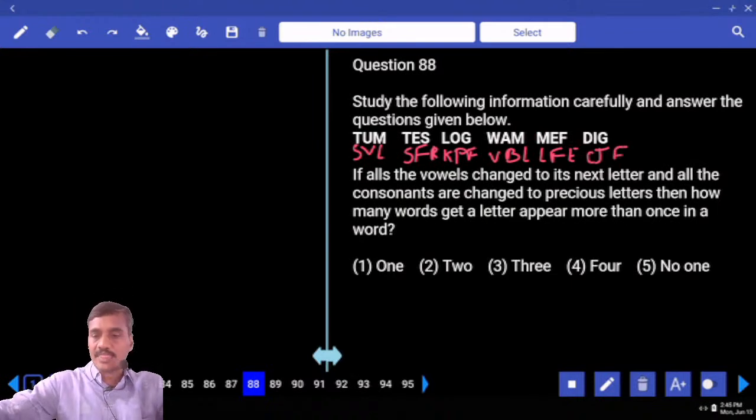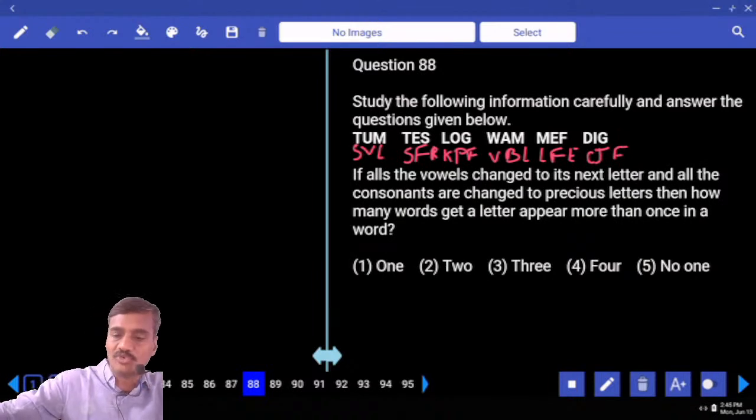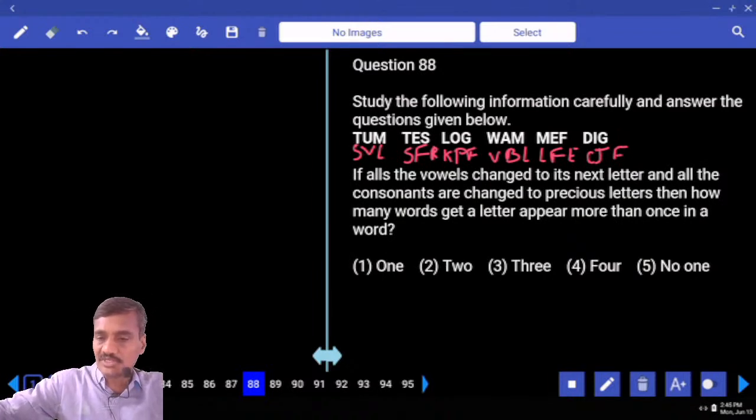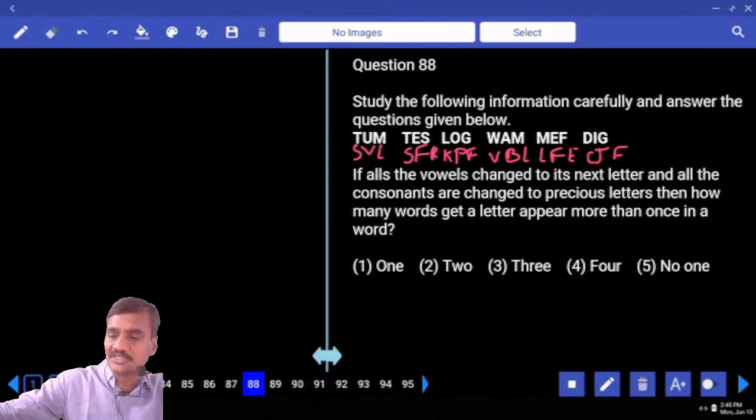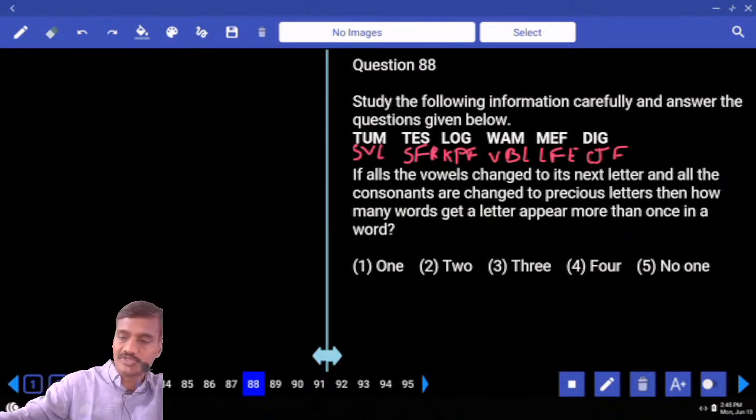Now the question, how many words have a letter that appears more than once? SVL, SFR, KPF, VBL, LFE, and there is no letter that is repeated more than once. And so what is your answer? None. Choice 5, 88.